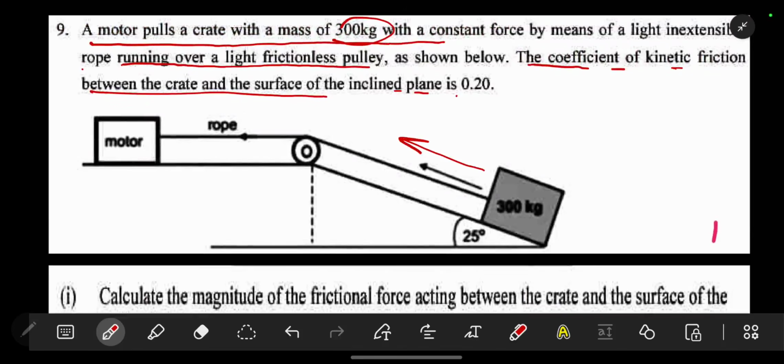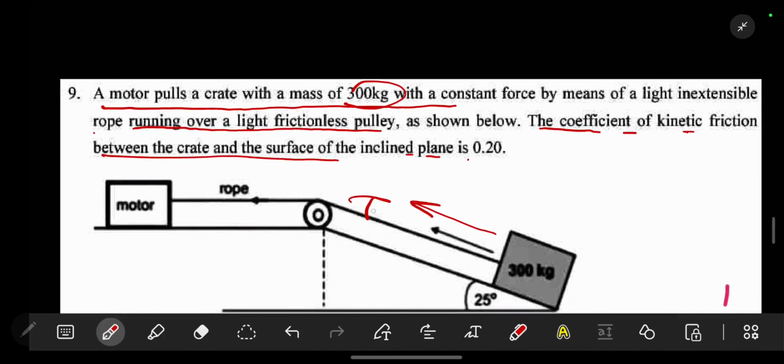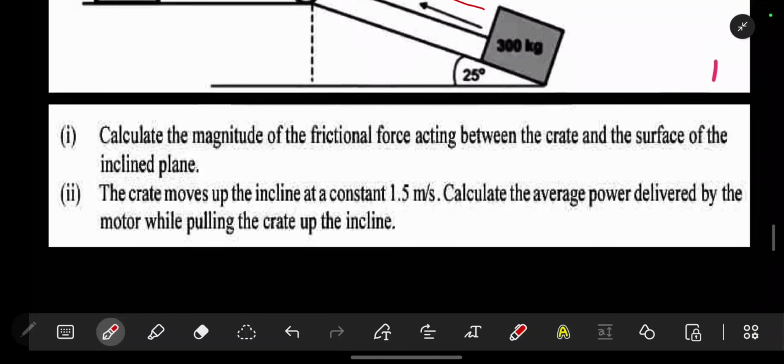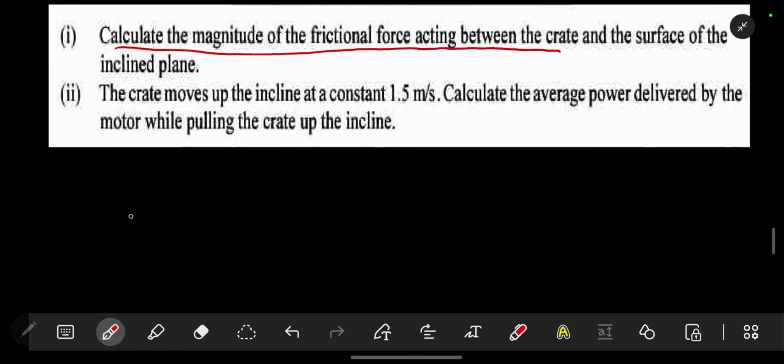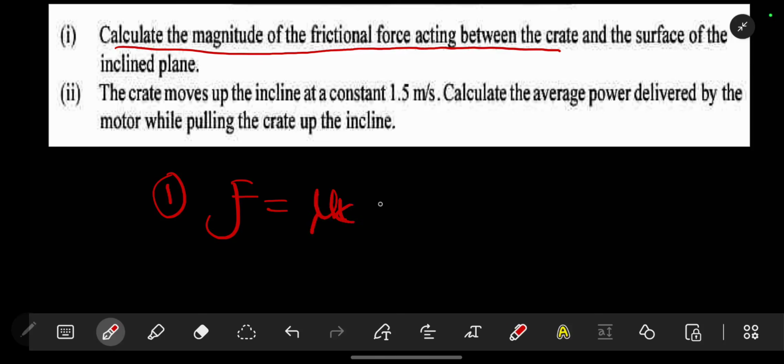So this is what we have. It's being moved like that by a tension, by a pulling force, which we do not know. So here we will have to struggle. If we are asked, for the first one, to calculate the magnitude of the frictional force acting between the crate and the surface of the inclined plane, we know that the frictional force is equal to the coefficient of kinetic friction times the normal force.